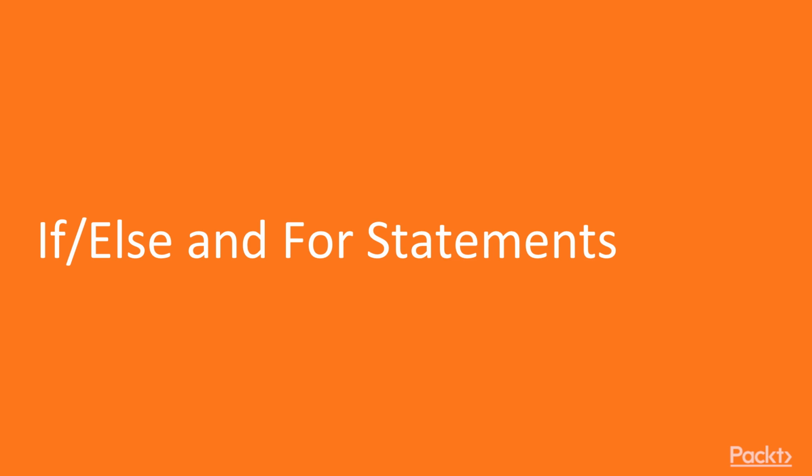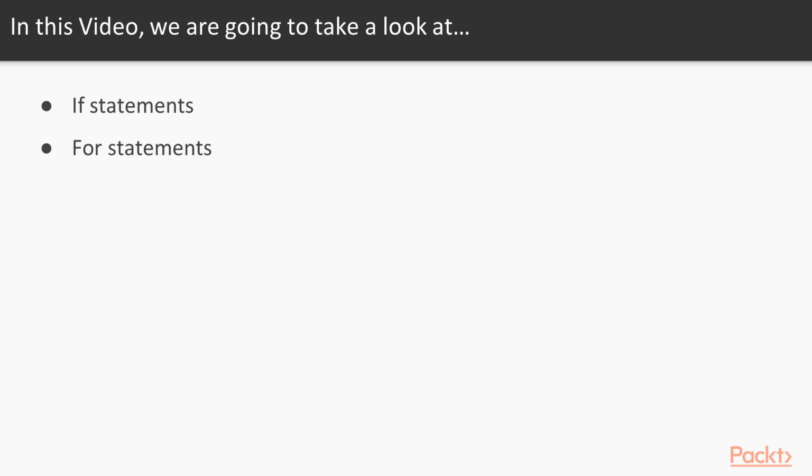For our first video in section 3, we're going to look at if statements and for loops in Go. You've seen them before in other programming languages, but Go adds additional features to make them more useful. Let's start with the if statement.